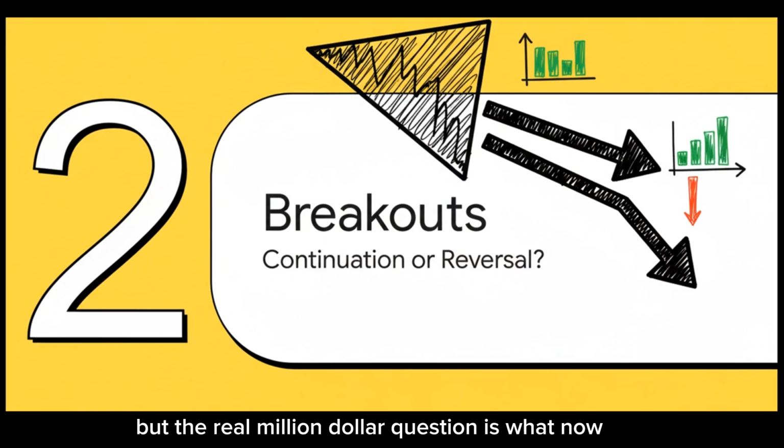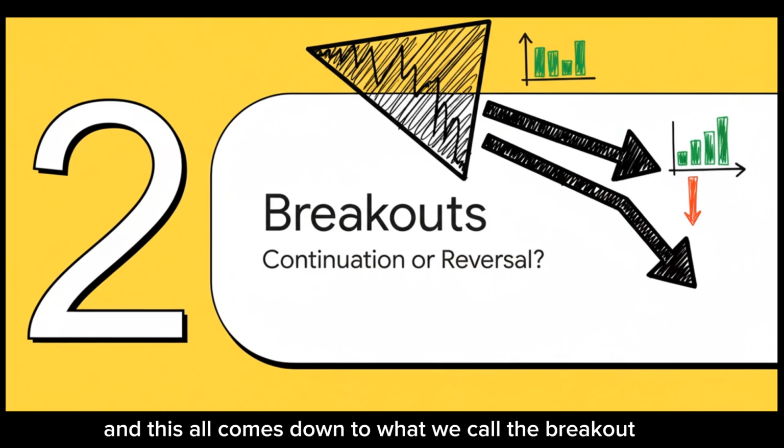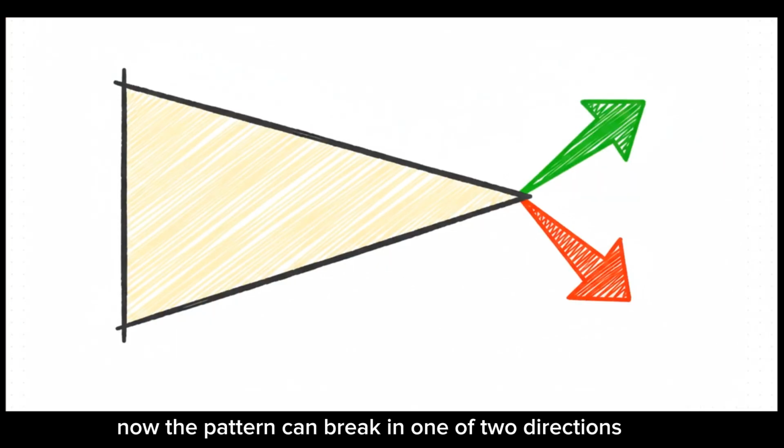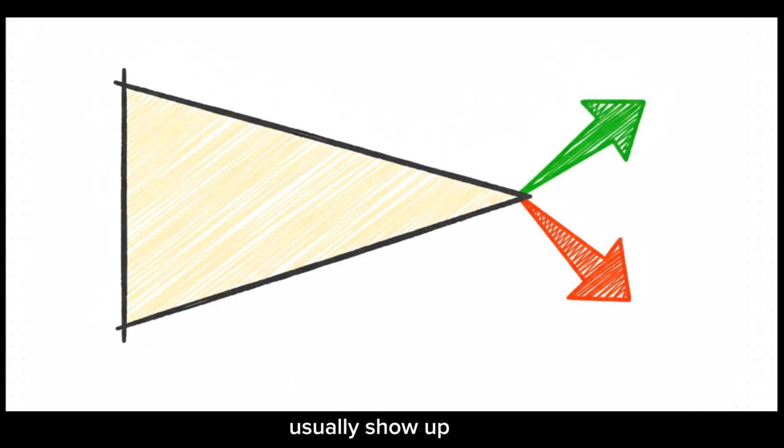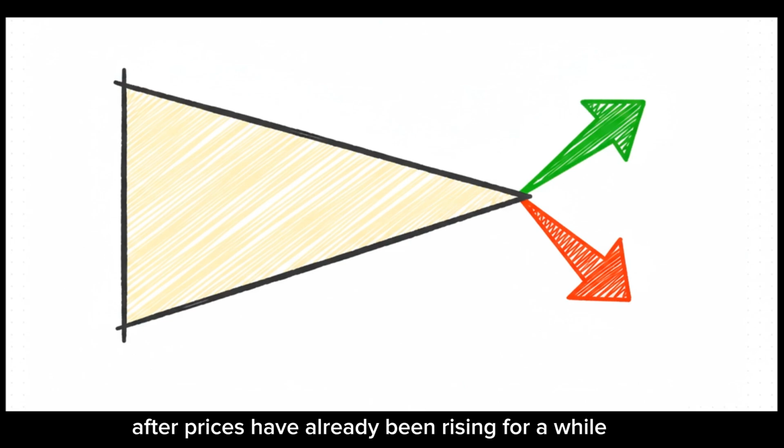Okay, so you found one. That's awesome. But the real million-dollar question is, what now? What is it telling you? Where is the price likely to go next? And this all comes down to what we call the breakout. Now, the pattern can break in one of two directions. See, these megaphones usually show up after prices have already been rising for a while.